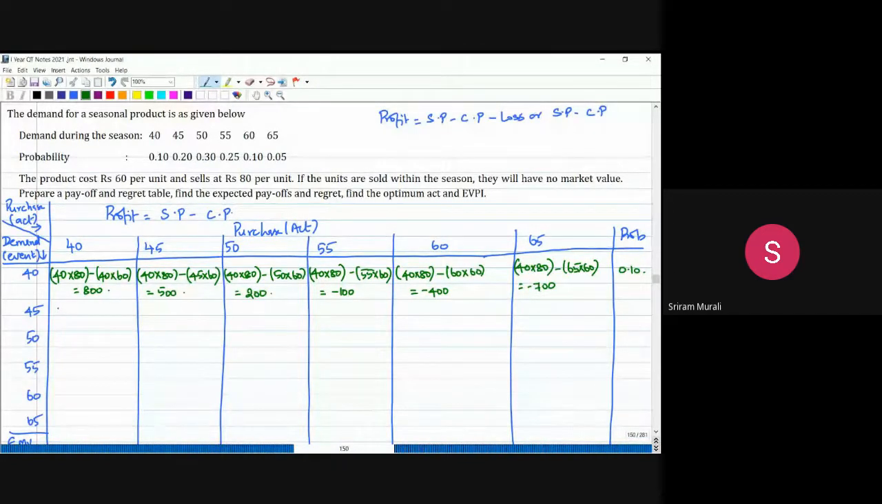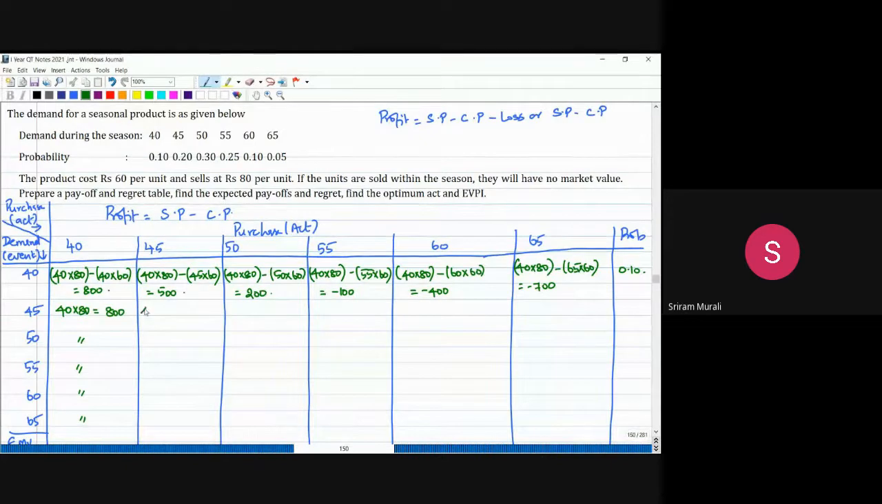In the same way, this one is 40 into 80, which gives 800. You purchased 40 and demand is 45. Unsatisfied demand is 5, but unsatisfied demand is not a loss in my question, so the same answer will be for this. Your purchase is 40 and demand is high, so I can sell only what I have.